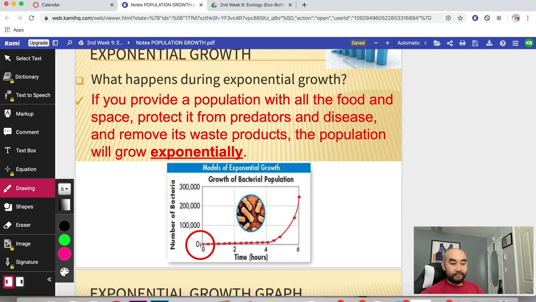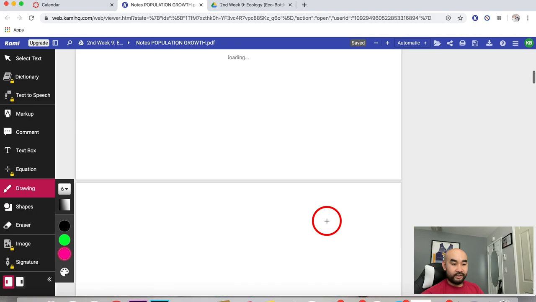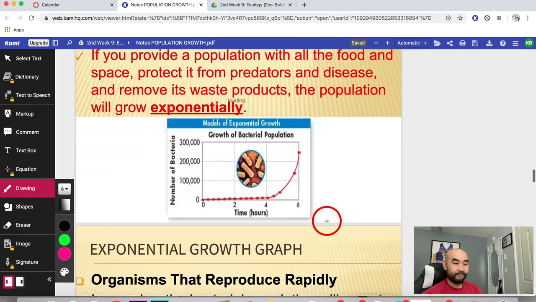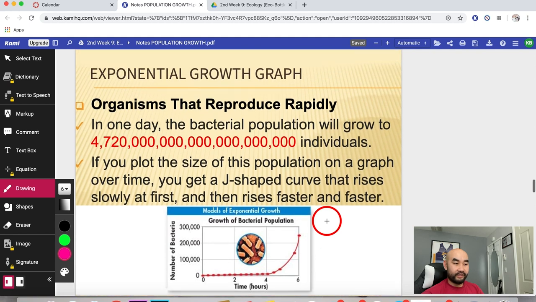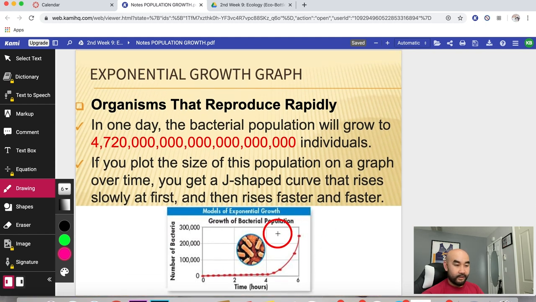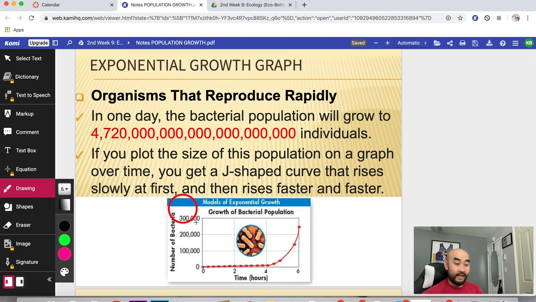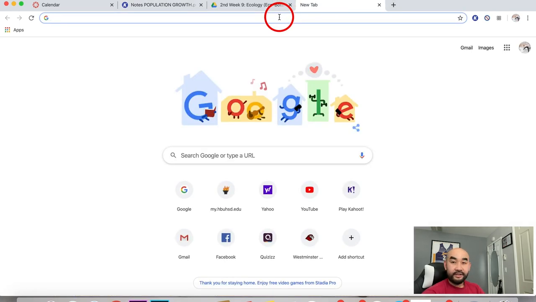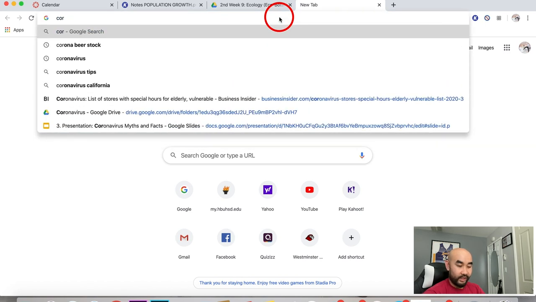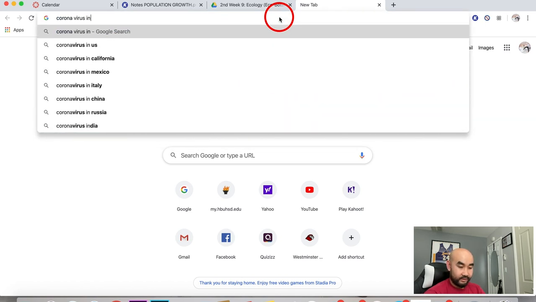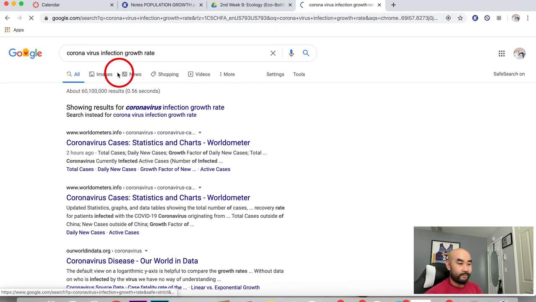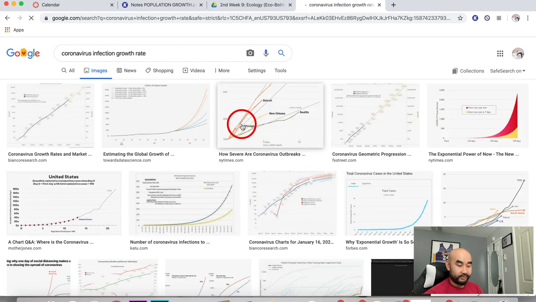Does it look like that when we talk about human, right? Scroll down to the human population growth. Does a human go into exponential growth, right? For example, bacteria have exponential growth. Or nowadays, we have the coronavirus, right? Let's see the coronavirus infection growth rate. Okay, let's see the graph. See what type of growth they are going through.